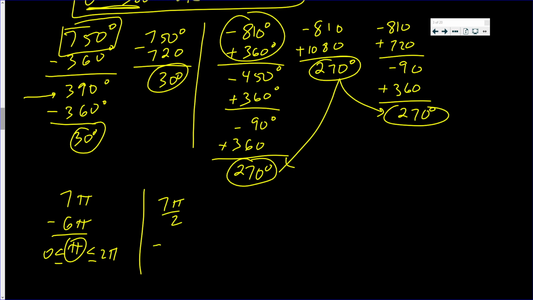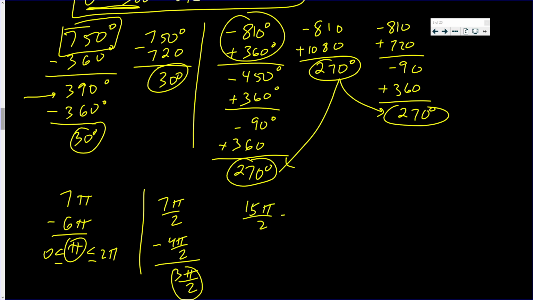If you have 7 pi over 2, why, that's 3.5. So if you take away 2 pi, you get 3 pi over 2. And again, 3 over 2 is 1.5. So that's between 0 pi and 2 pi. It's 1.5 pi's.